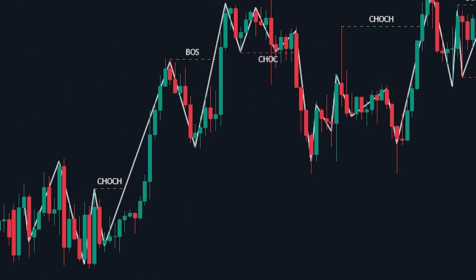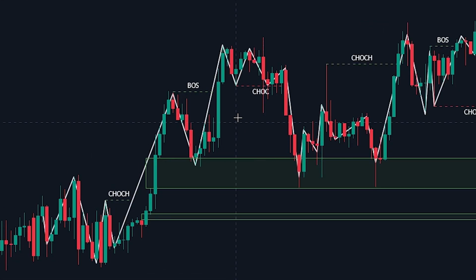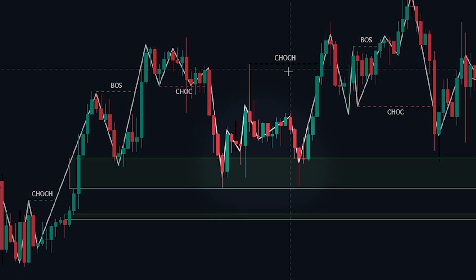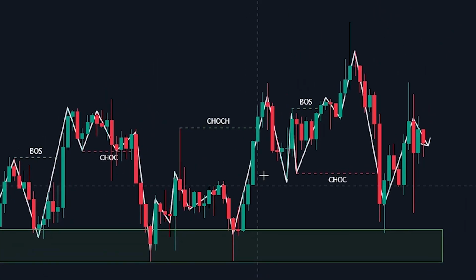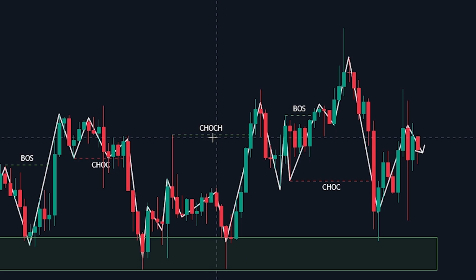Let's draw two boxes around them to make them easier to see. After the bearish change of character, we see that the price action filled the first bullish fair value gap. After grabbing liquidity, the price moves back up, performing a change of character along with a bullish break of structure. The final move we see is a bearish change of character.